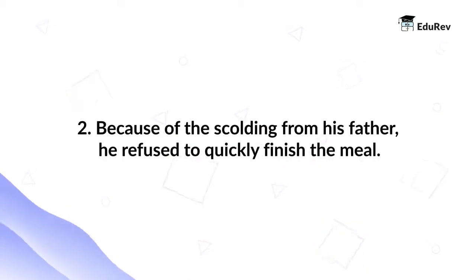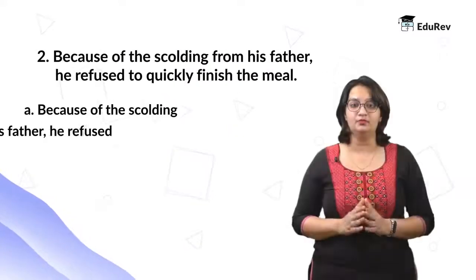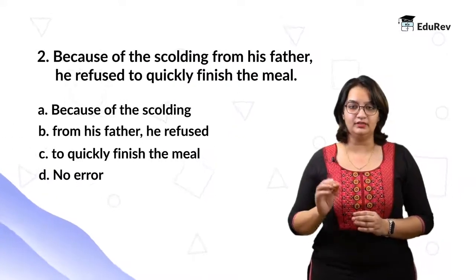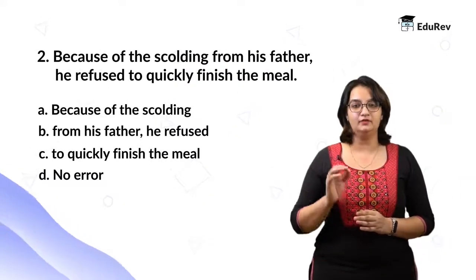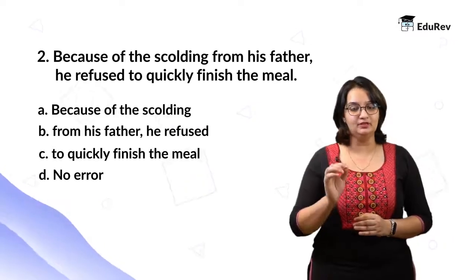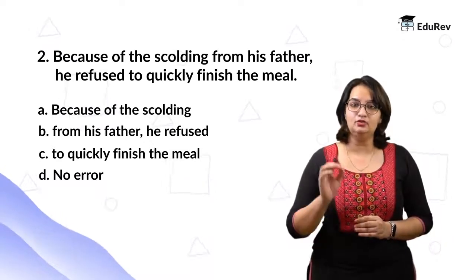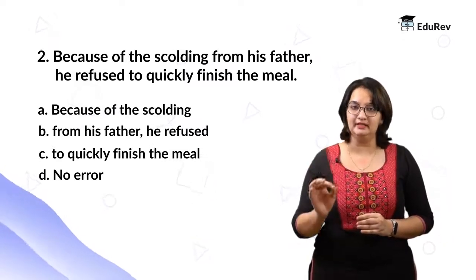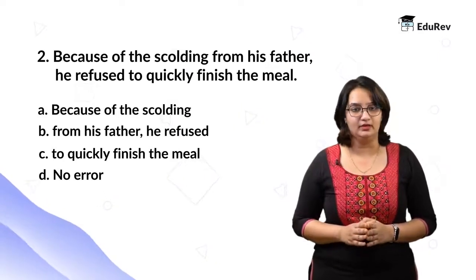Let's take a look at this example. Because of the scolding from his father, he refused to quickly finish the meal. Here, let's look at the options. Option A, because of the scolding. Option B, from his father, he refused. Option C, to quickly finish the meal. Option D, no error.